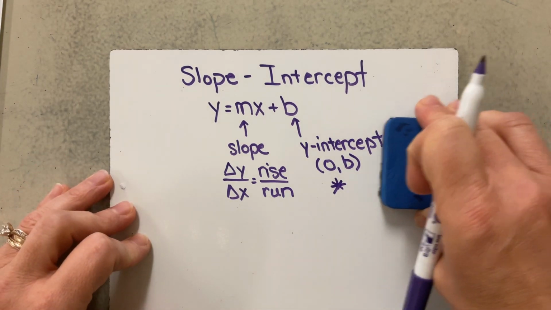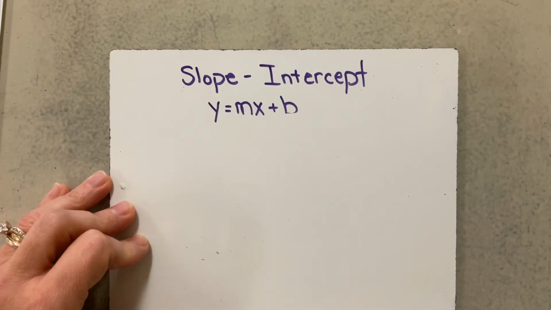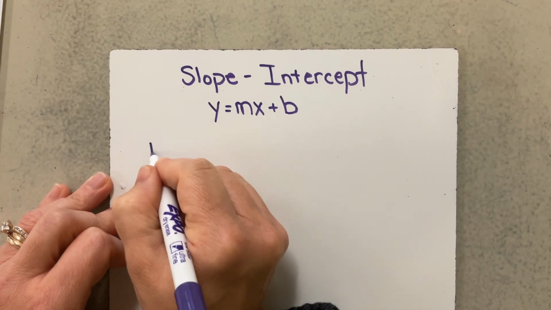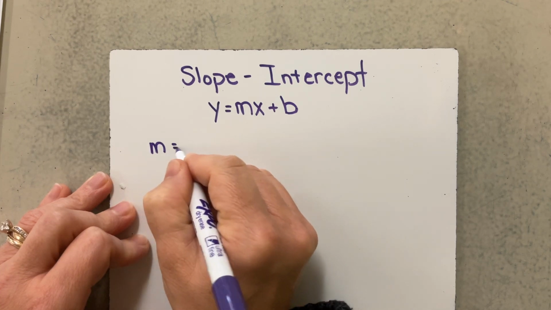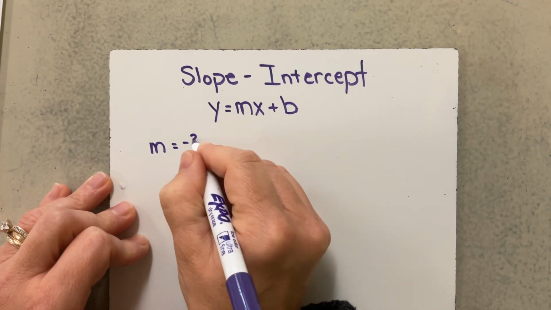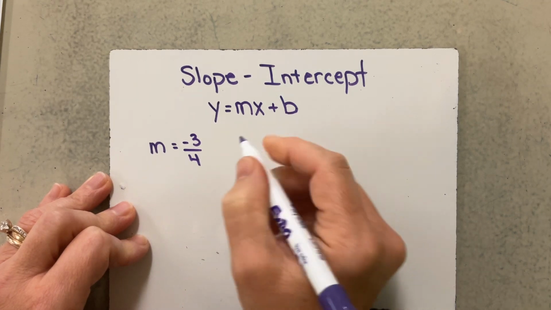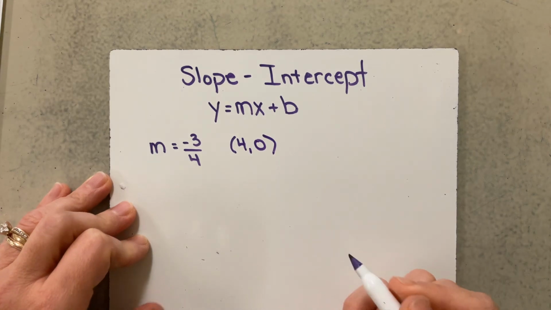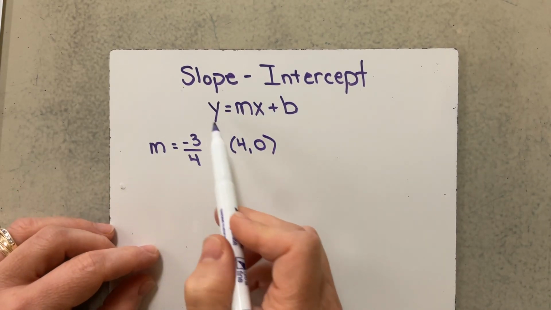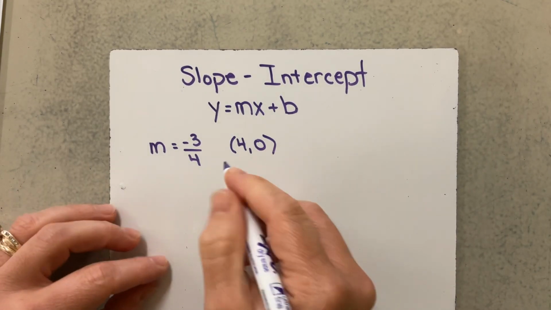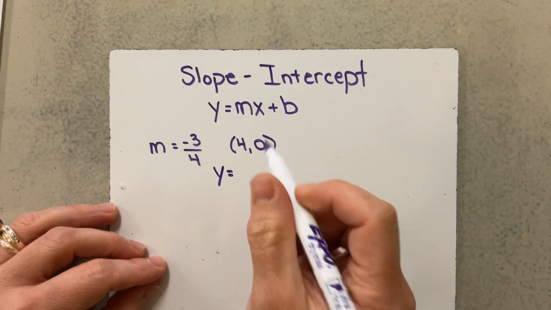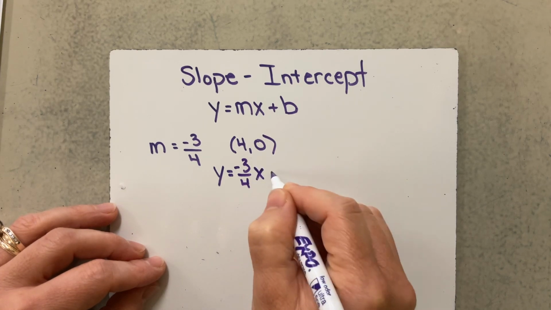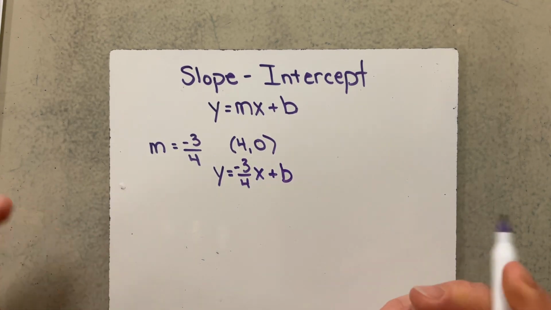What we're going to be doing now, though, is we're going to take that information and form the equations. So if you are given a slope of -3/4 and you are given a point of (4, 0), we can create this equation. So y equals, we're going to fill in our slope, -3/4 x plus b. So that's step one.